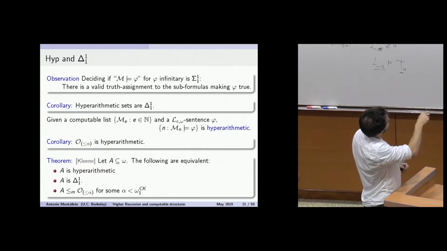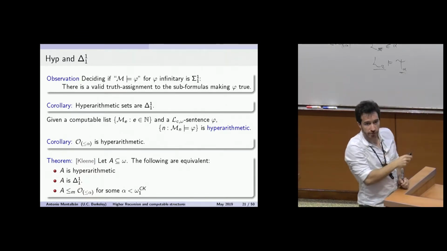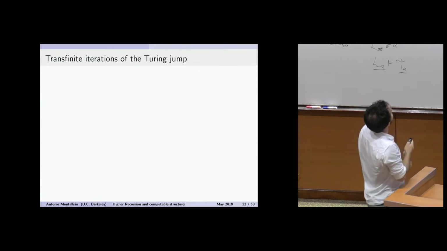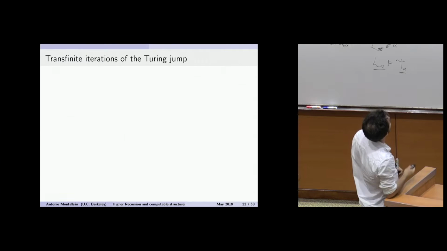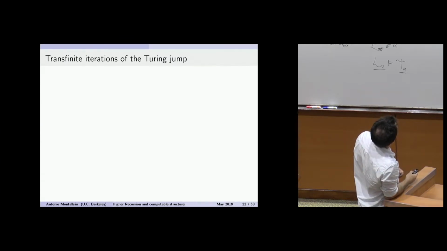So sigma 1 bounding was used in this proof in the middle. All right, any questions? Cool, so that's our hyperarithmetic set.